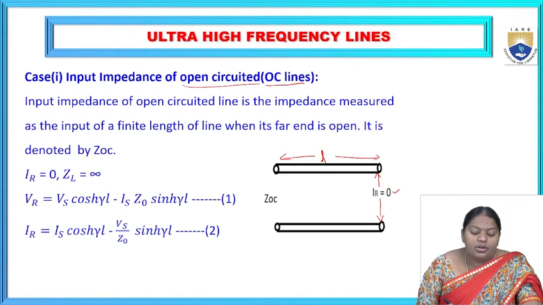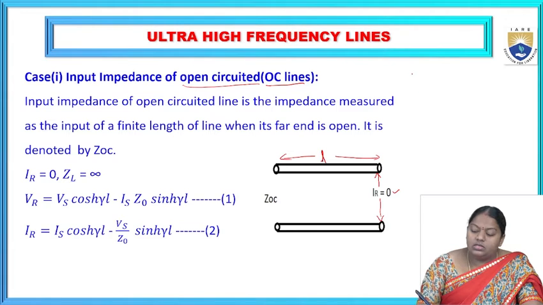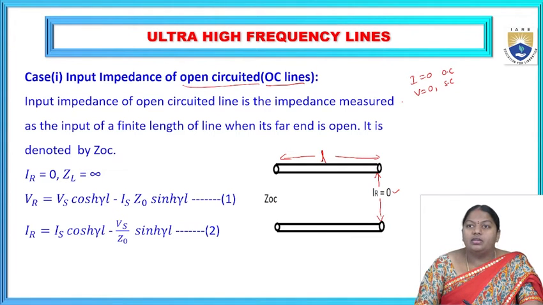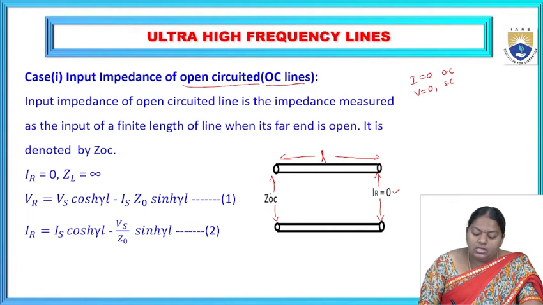To define that, the input impedance of an open circuited line is the line impedance measured at the input of a finite length of line when its far end is open, right? So IR is equal to 0. Whenever there are two terms in the circuit, when I is equal to 0, it acts like an open circuit. When V is equal to 0, it acts like a short circuit. That's why, to analyze this open circuited line, the far end is considered open, hence the lines are said to be open circuited lines. Now, the impedance associated with this is denoted ZOC, the impedance of the open circuited line. Z is the notation for impedance, and OC is for open circuited line, right?